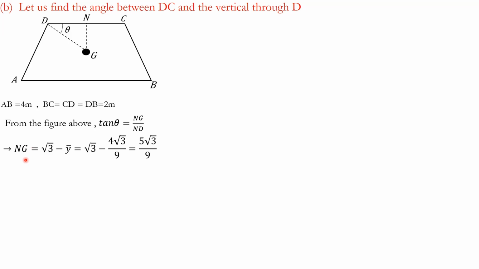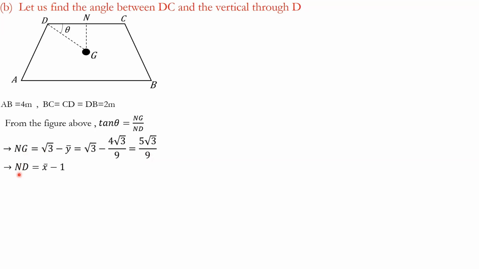So obviously, knowing that NG is actually equal to what? NG here is equal to this whole distance, that is square root of 3, which was h, which we obtained by using Pythagoras theorem, then minus y bar. Remember, the distance of the center of mass of this lamina from AB is y bar, which we have determined in the A part of the question. So the distance NG is going to correspond to the whole distance square root of 3, then minus y bar. So NG is going to be equal to square root of 3 minus 4 square root of 3 divided by 9, which is 5 square root of 3 divided by 9 as the distance NG.